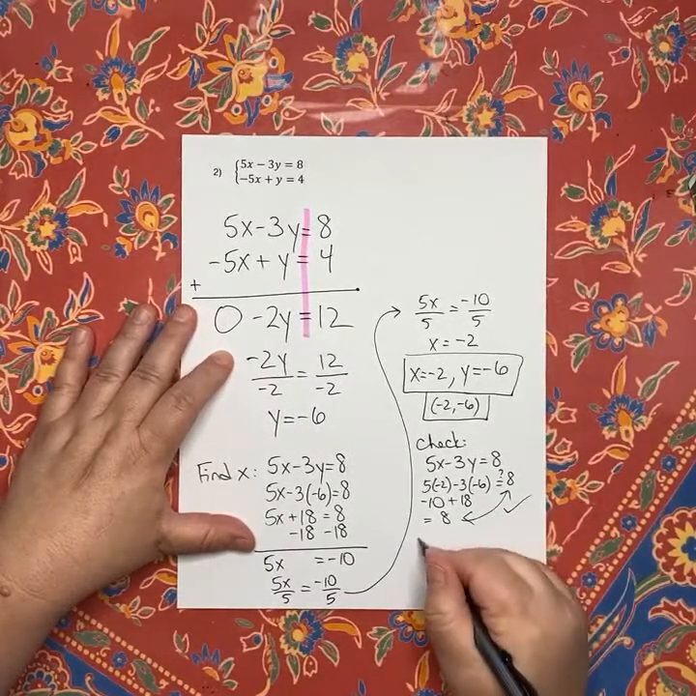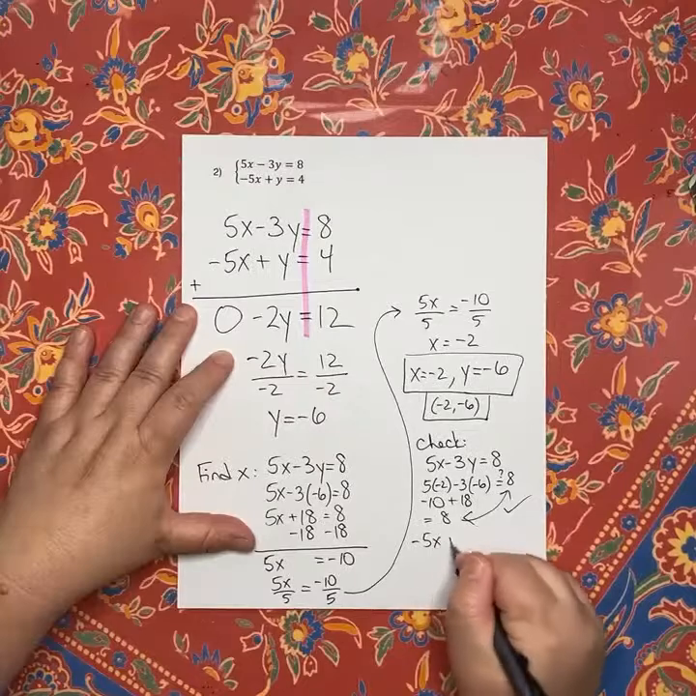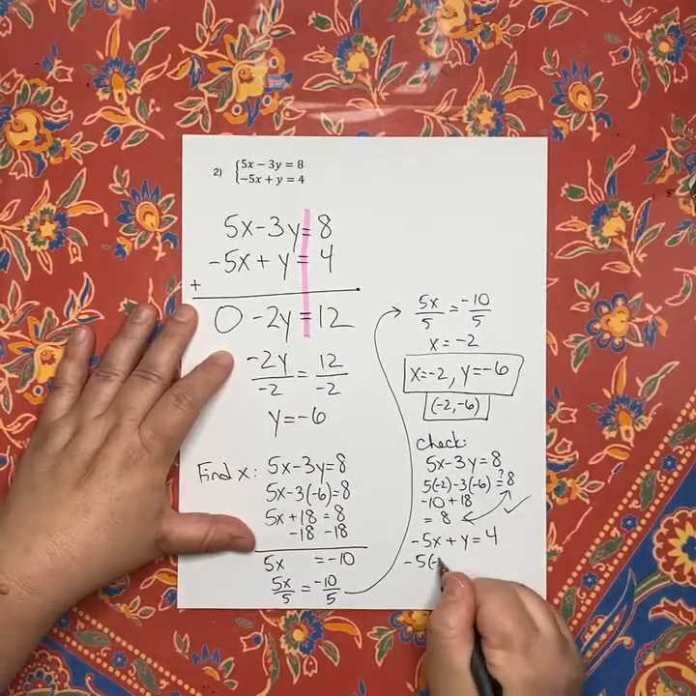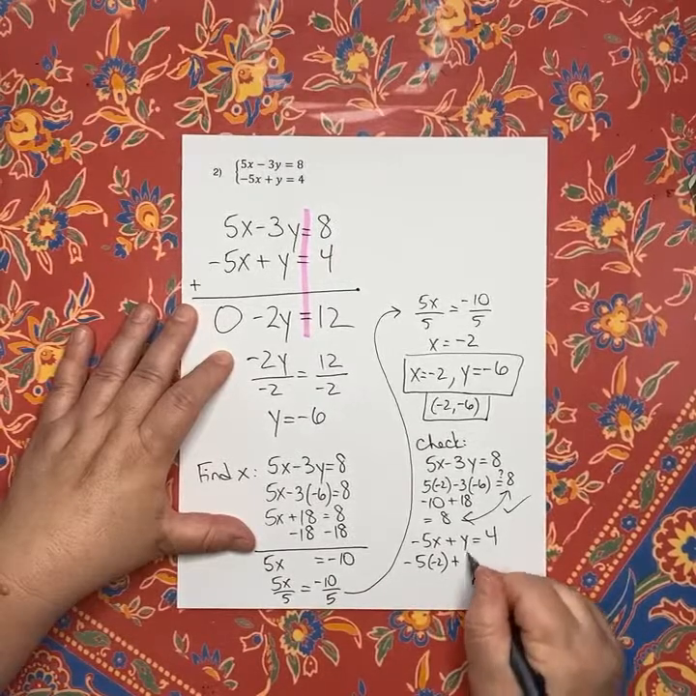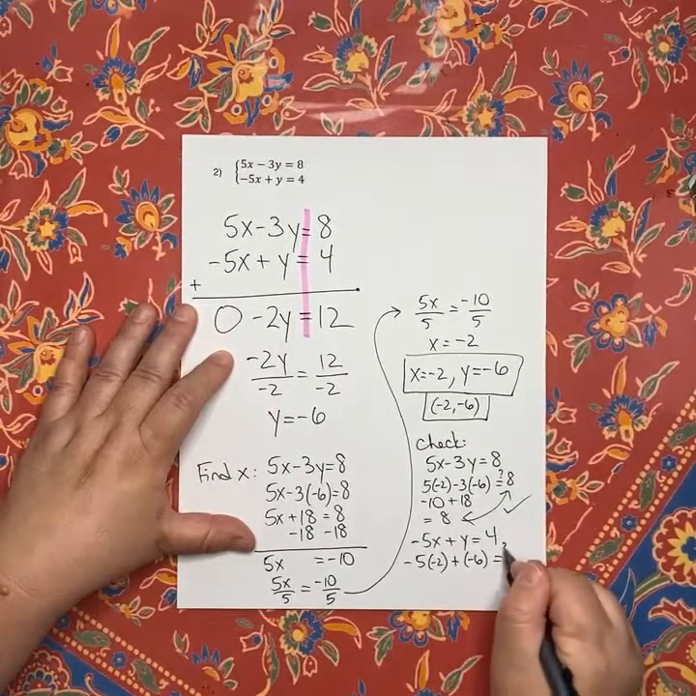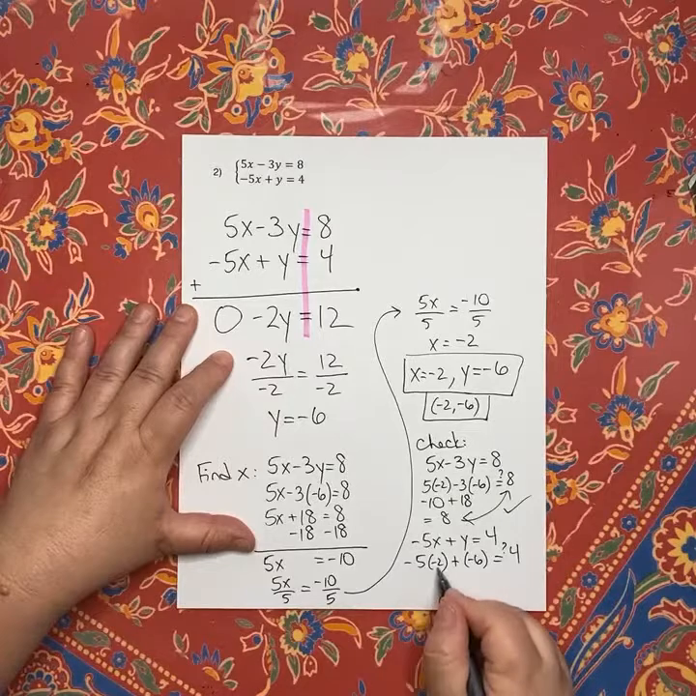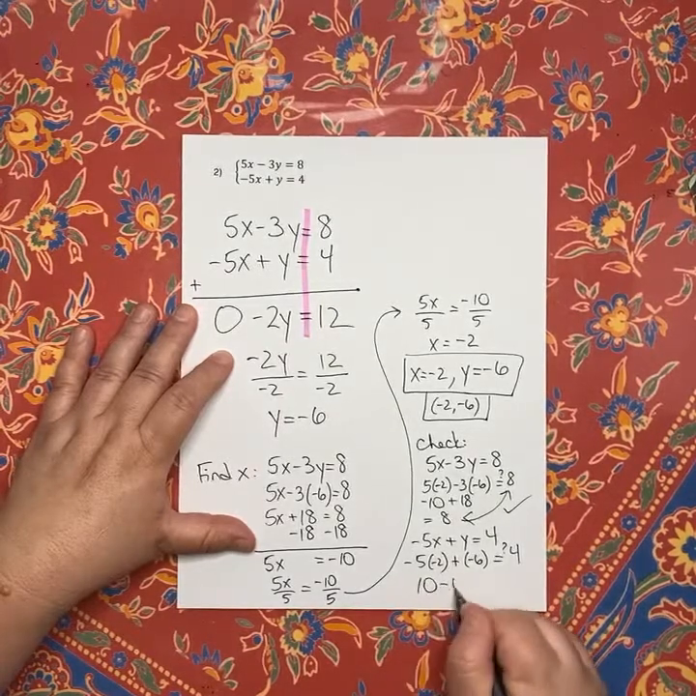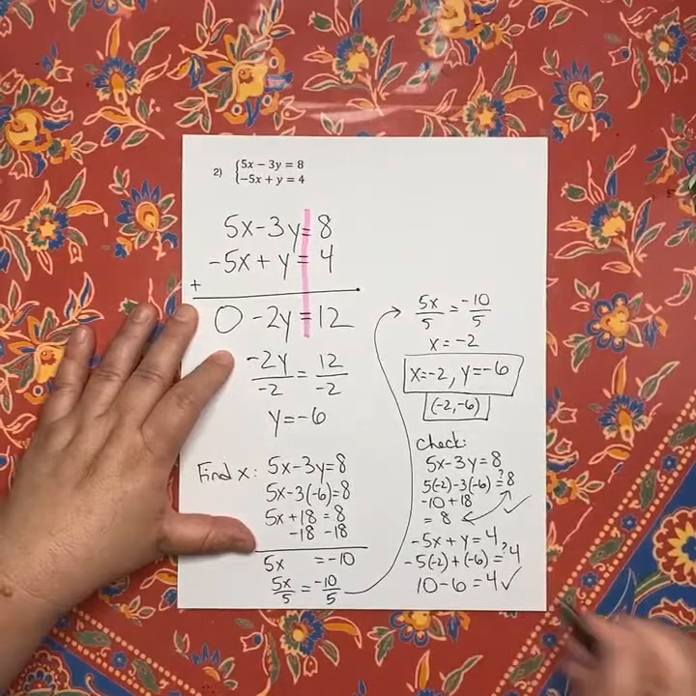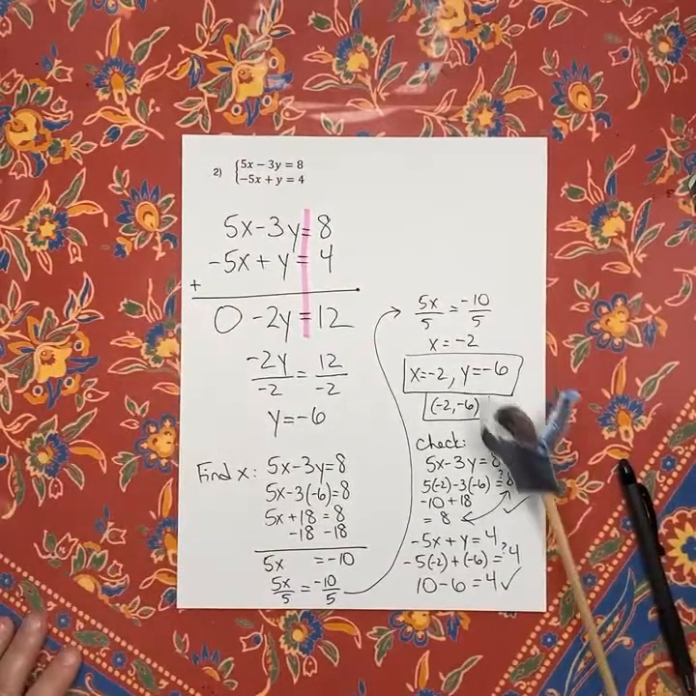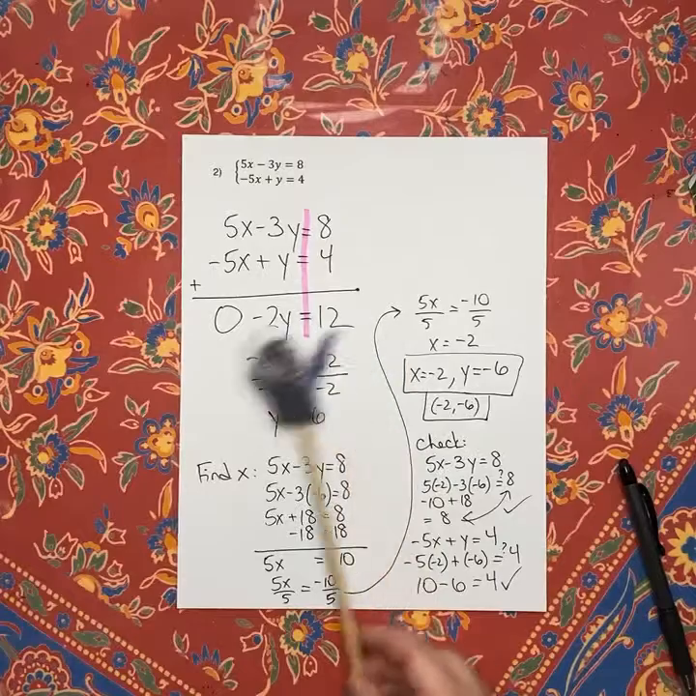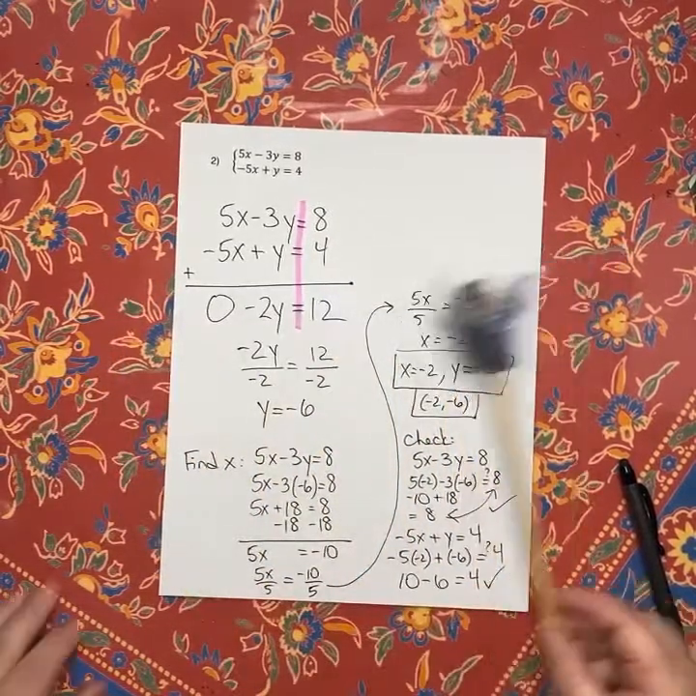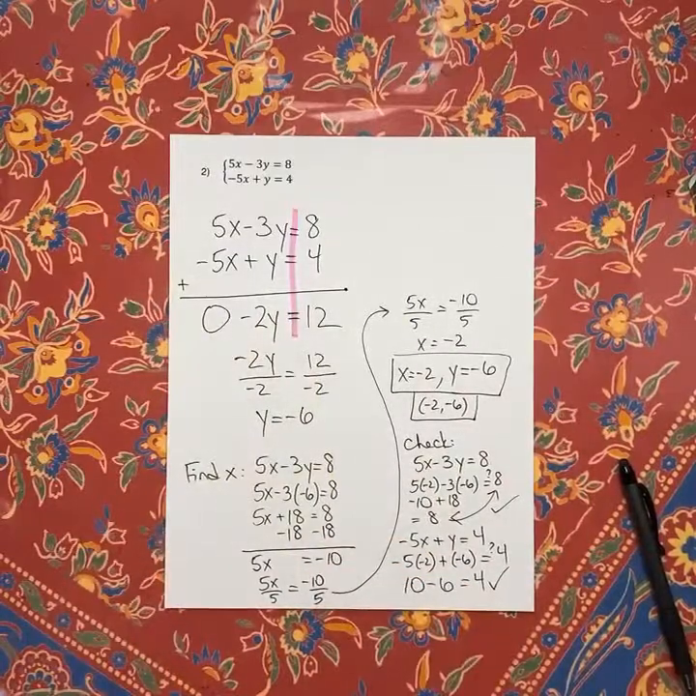Let's try the other one. Negative 5x plus y equals 4. Negative 5 times negative 2 plus negative 6. Does that equal 4? So this negative 5 times negative 2 is 10. You got it. Minus 6 is 4. Absolutely. Is Matt Damon happy? Yes, he's got an answer. Happy Matt Damon. Woohoo. It's a single solution. Okay, you guys ready?